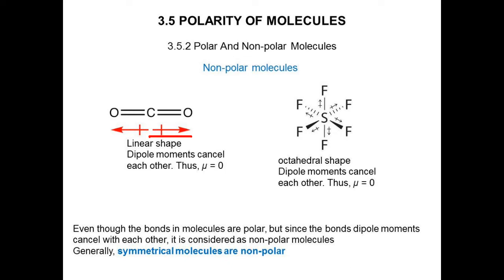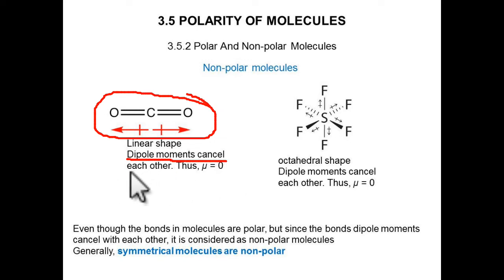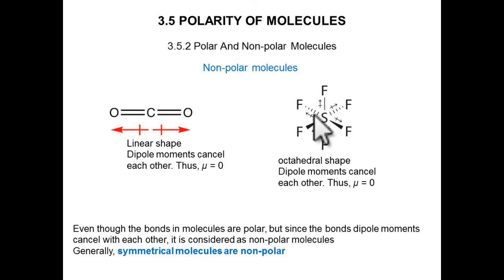So what will be the resultant? The resultant is that the molecule is not moving anywhere because the dipole moments cancel each other. The left-hand side cancels the right-hand side. Therefore, mu is equal to 0. So this is an example of a non-polar molecule. Over here is a tetrahedral shape. If you really look at that, it is also cancelling each other.